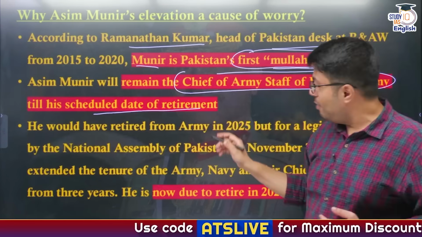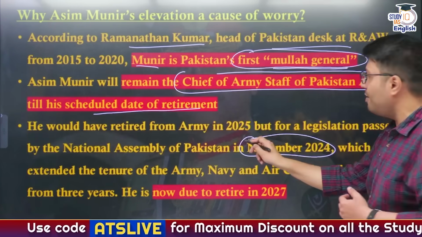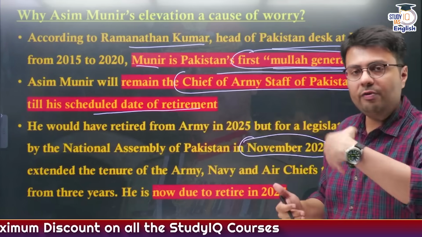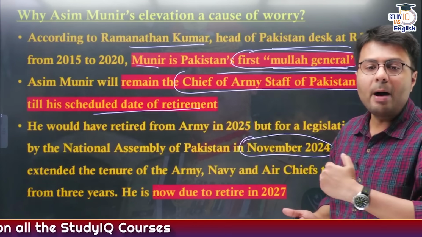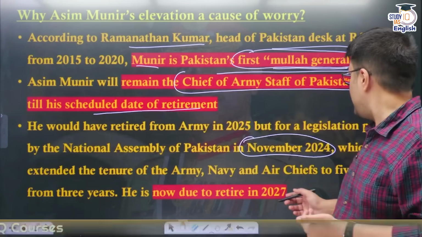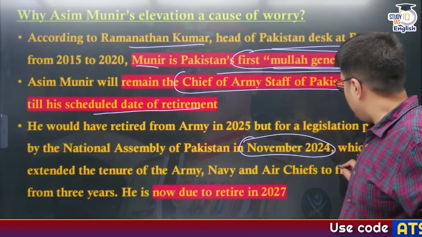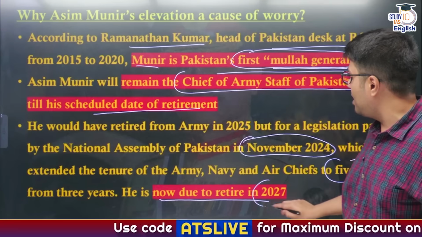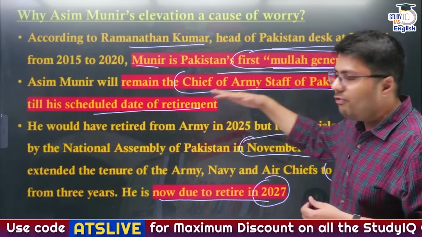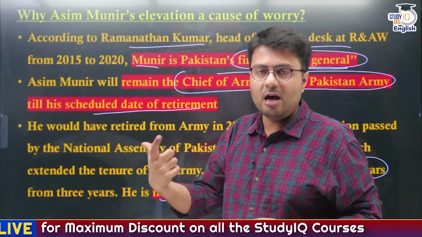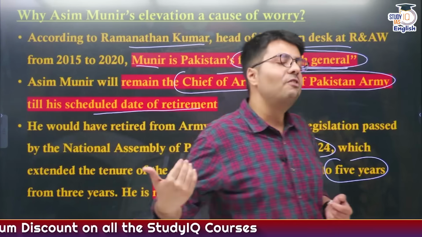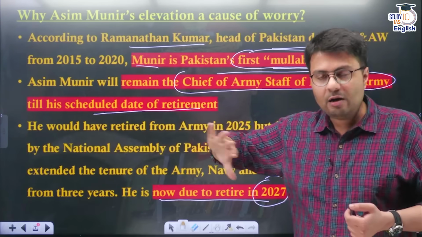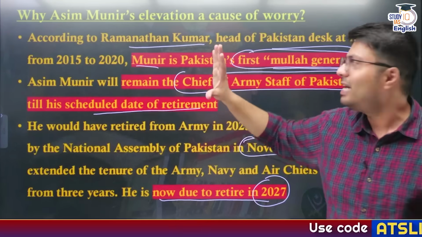Now, earlier he was scheduled to retire in November 2024, but a law was passed by Pakistan which extended the tenures of service chiefs of the Army, Air Force and Navy by an additional 2 years, right? So earlier it was 3 years. It was extended to 5 years. So now General Munir is due to retire only in 2027. So he will continue to remain the head of the Pakistani Army up till 2027, and he will continue to be Field Marshal, which is a very important figure in Pakistan, until his death, right?